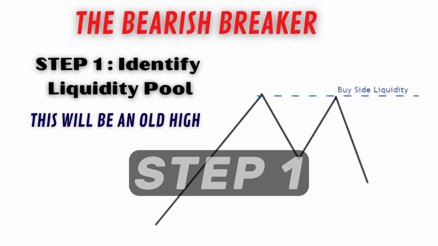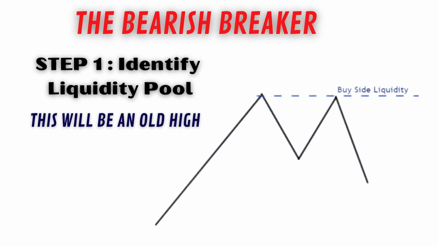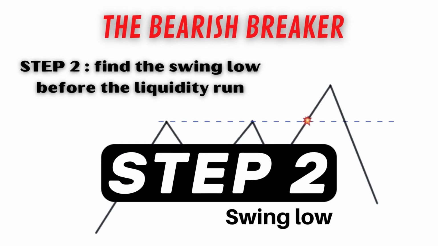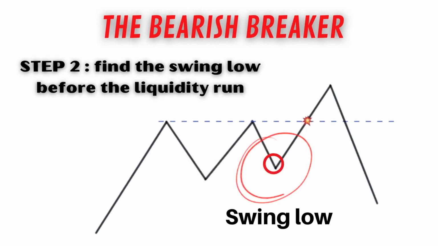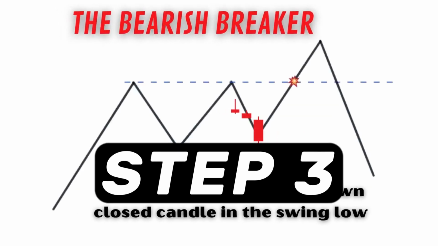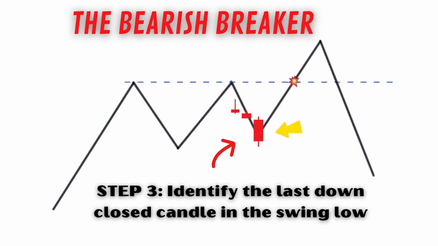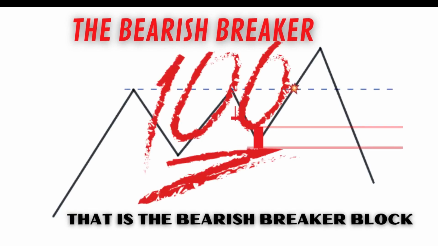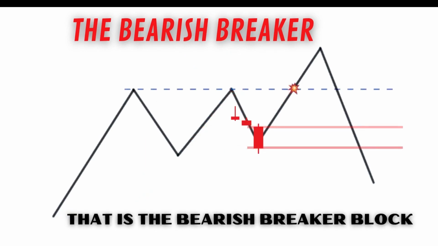Step one to identifying the bearish breaker is to identify a liquidity pool. This will be an old high, which will be buy side liquidity. Step two, find the swing low before the liquidity. You can see it's outlined in red there. That is what you need to find for step two. Step three is you're going to identify the last down close candle in the swing low. And boom, now you found the bearish breaker block.